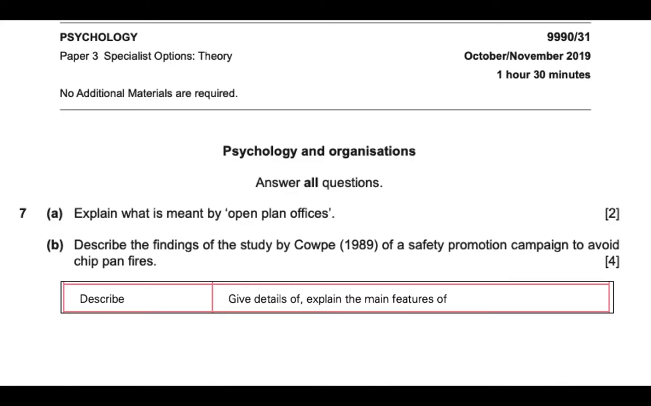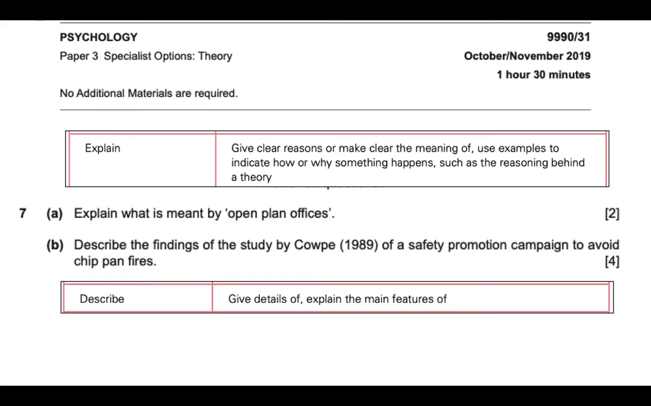When you see a question that says describe, it's asking you to give details, explain the main features. And if you see a question that says explain, you need to give clear reasons or make clear the meaning of, use examples to indicate how or why something happens, such as the reasoning behind the theory, right?